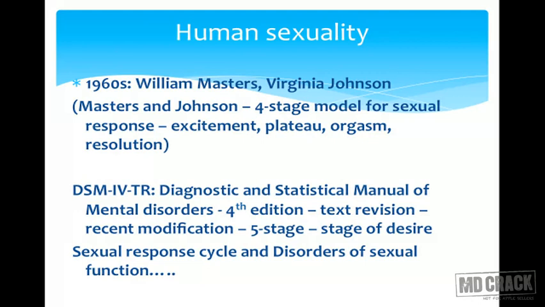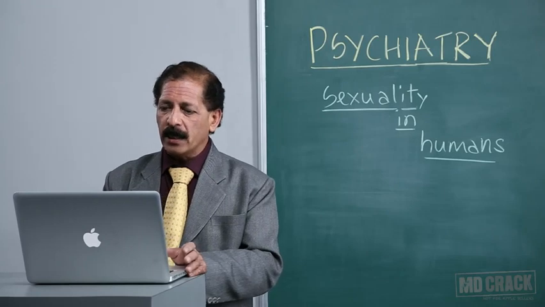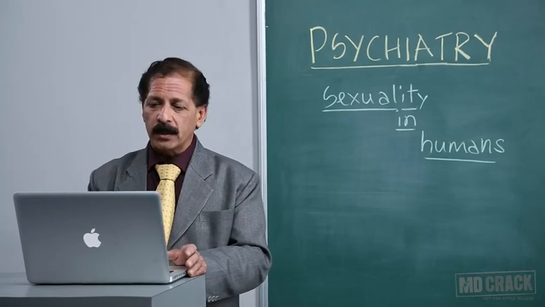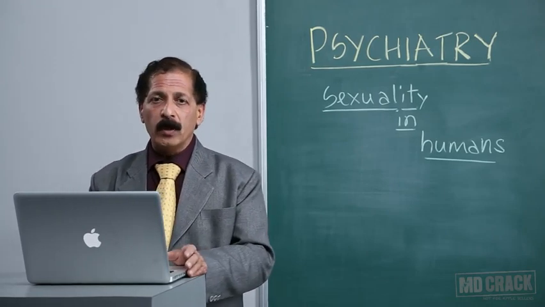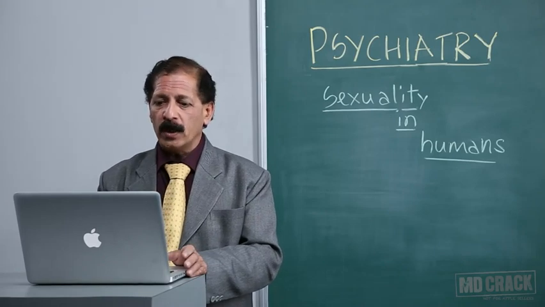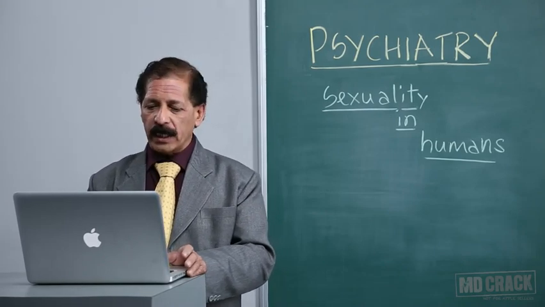According to the DSM-4, the Diagnostic and Statistical Manual of Mental Disorders, 4th edition, text revision, the recent modification says that there is another stage which is to be included. It's another way of looking at it. And this stage is the stage of desire, basically. It has to be there, and then it follows into the further 4 stages. So the sexual response cycle and the disorders of sexual function are going to be discussed in this module, and we go on to know what the stages of the sexual response cycle are.